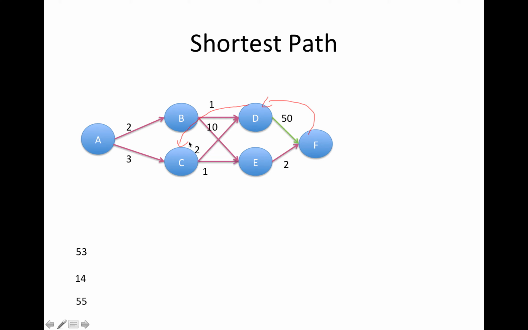So you take the C to E path, and then you go from E to F. So this leads to a total cost of 6. And then you back up from F, and then you back up to C. There's nothing else to do. So you go back to A, and you realize you have traversed all the paths.